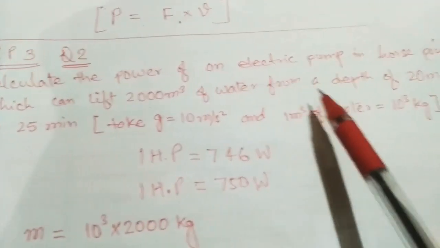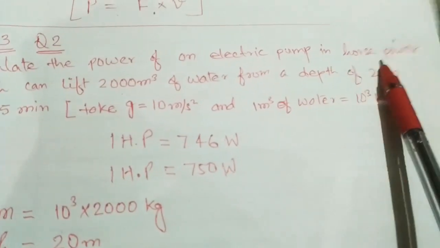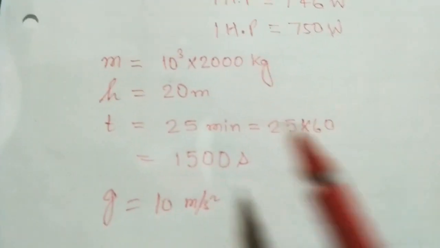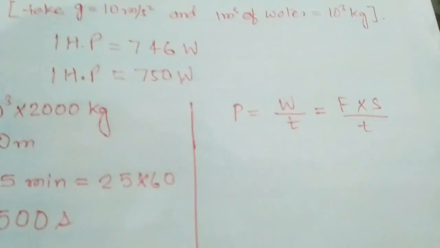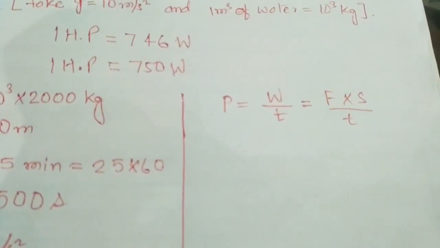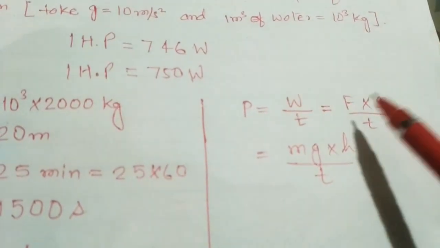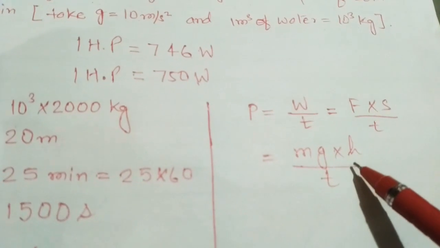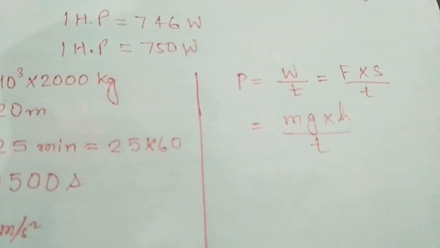What is the question? Calculate the power. I have to convert into horsepower, but the motto is to calculate power. So we have the equation power is equal to work upon time. First let's try that. Power is equal to work upon time, that is equal to force into displacement upon time. Here the force is the weight of that water, and the displacement is the height, or you can say depth, and time t.